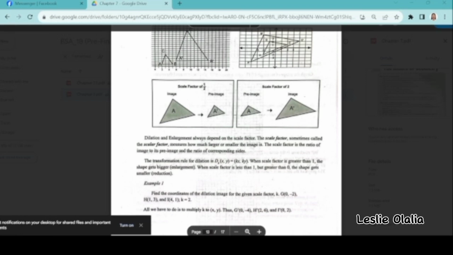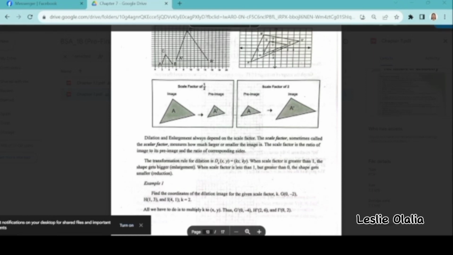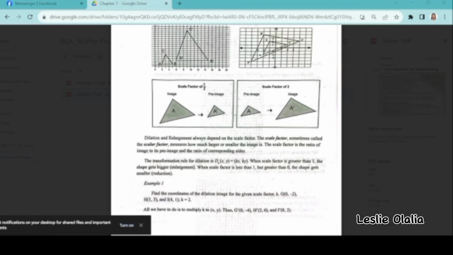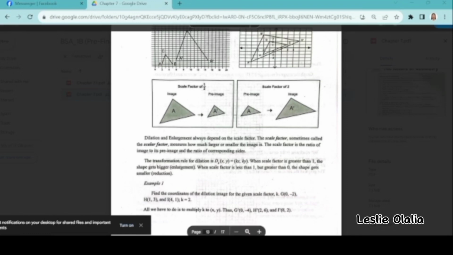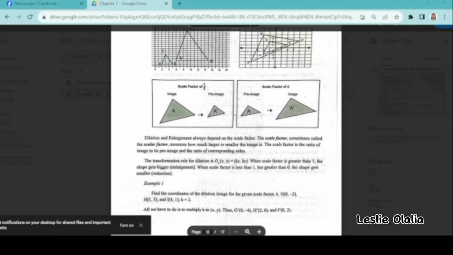Ngayon, pag-usapan naman natin yung transformation rule. The transformation rule states that the scalar factor na tinutukoy is the K. Now, K is always given. Always remember that if the value of K is less than 1 but greater than 0, ibig sabihin yan, reduction. For example, 1/4, 1/2, 3/4, and so on and so forth. Now, if the K naman is greater than 1, it is called the enlargement.